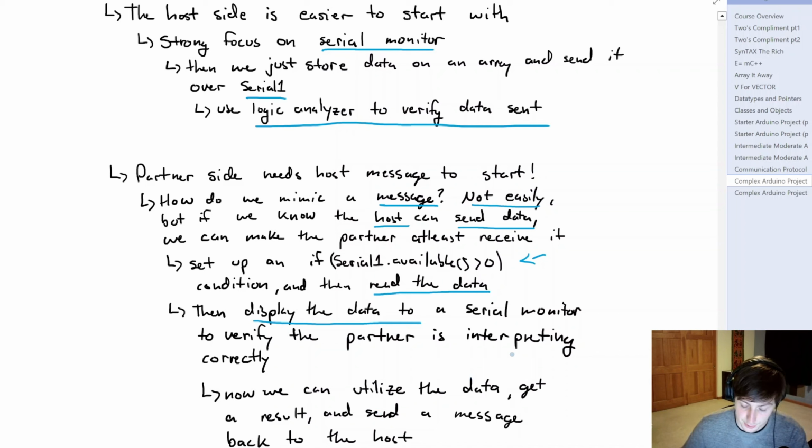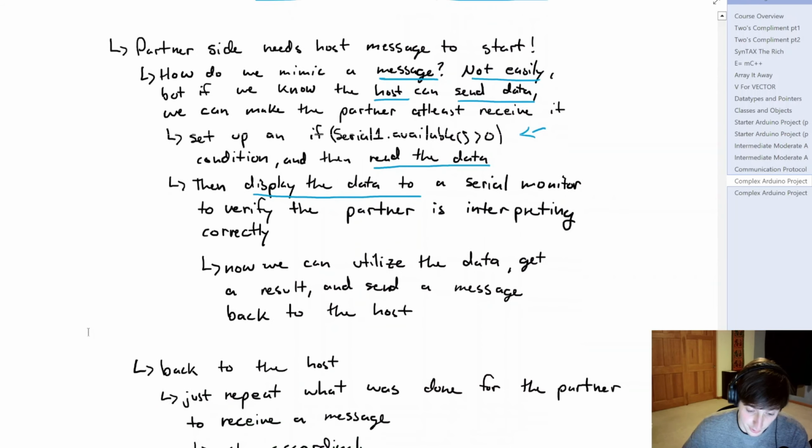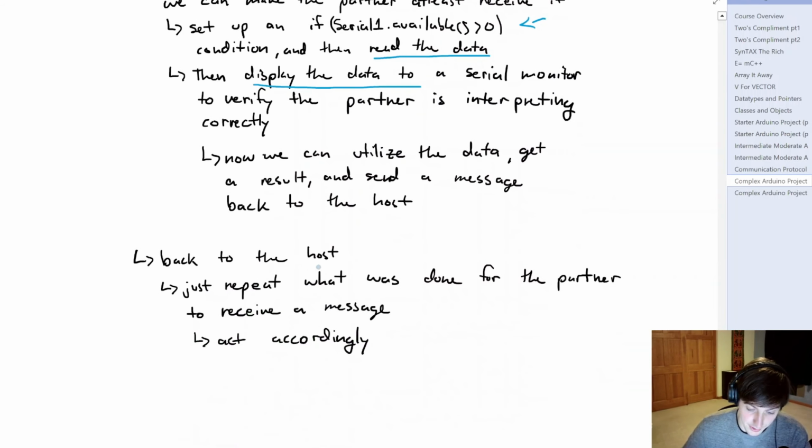And then this is going to lead to us packaging up another array of data to send back to the host over that UART channel. So once we're pretty good with this part of the code, we actually go back to the host. But now this is pretty simple because we're just going to repeat exactly what was done for the partner. We just make sure that we are receiving the correct message, and then we interpret that message. But in this case, we're going to compare it and then do something with that comparison.